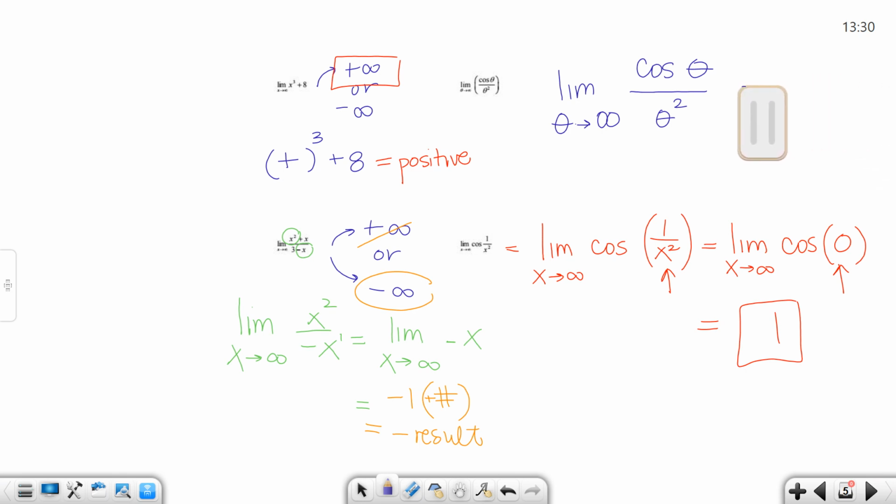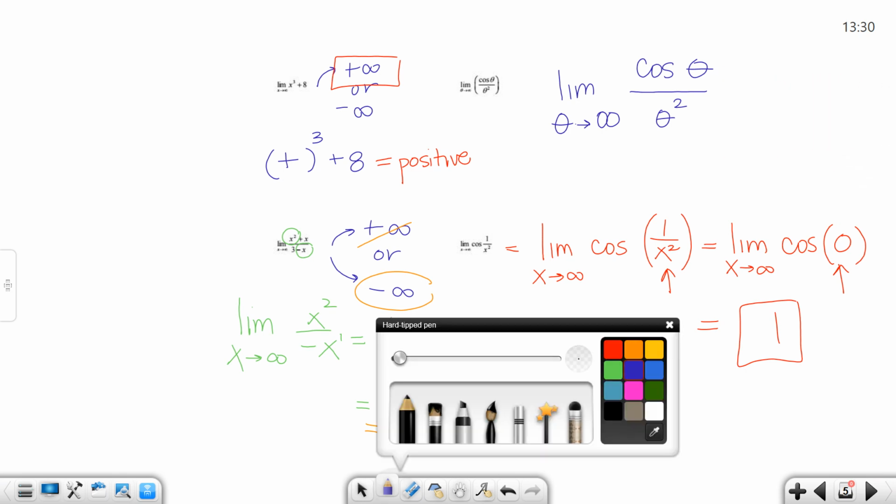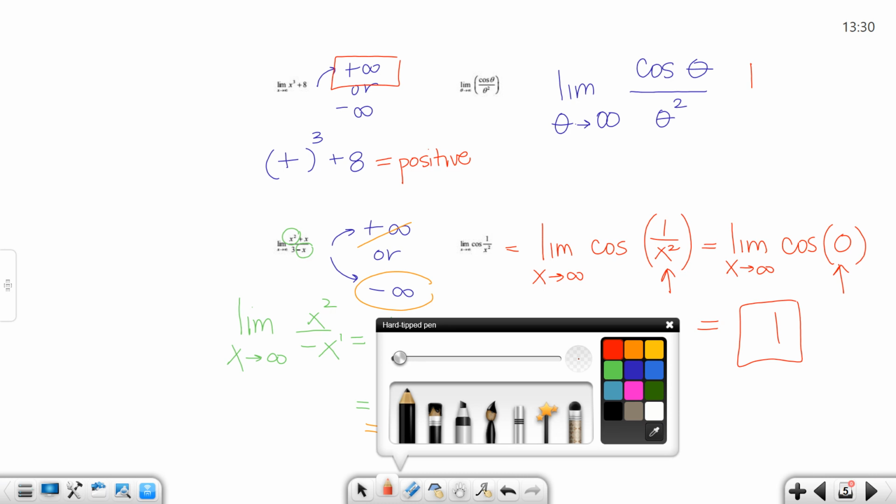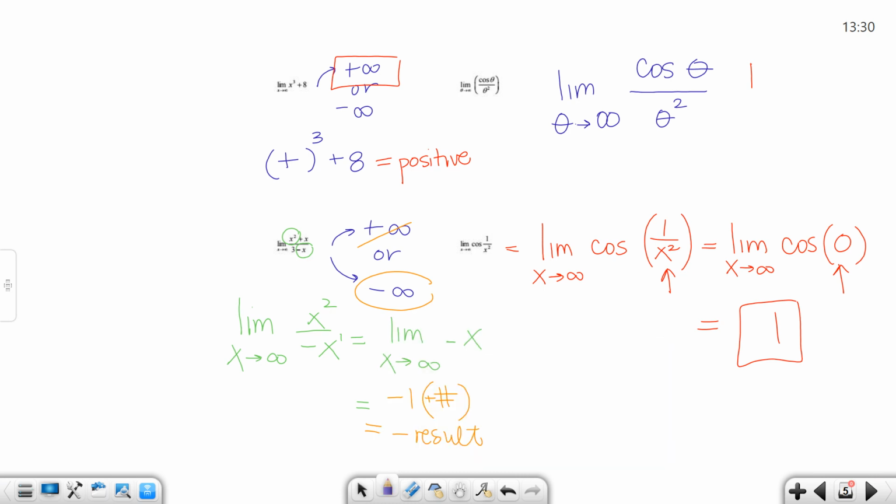So let's talk about this again. Remember, cosine's value has to lie between 1 and -1. So the highest value that cosine could possibly have is 1. On the bottom, though, you have infinity. So, since you have infinity on the bottom, and the highest value this top would be, it would kind of look like you had 1 over infinity squared. Since your highest power is in the bottom, that means that this is going to give you a 0 result.